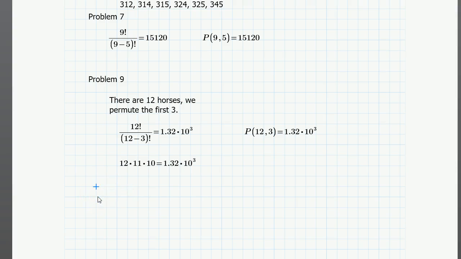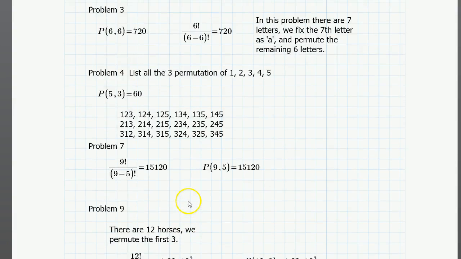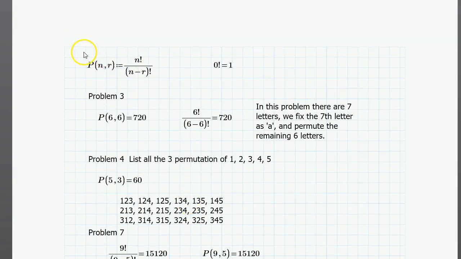Well, for problem 10, we're going to permute all 6. Permute all 6 names from 6 available. That is going to be 6 factorial over (6 minus 6) factorial, and that's going to be 720. We'll try that again with the little formula I made up above, and 720.